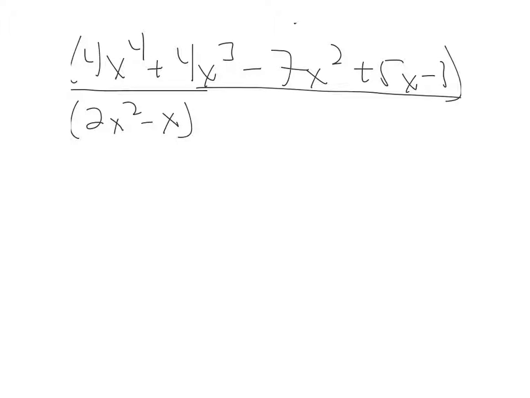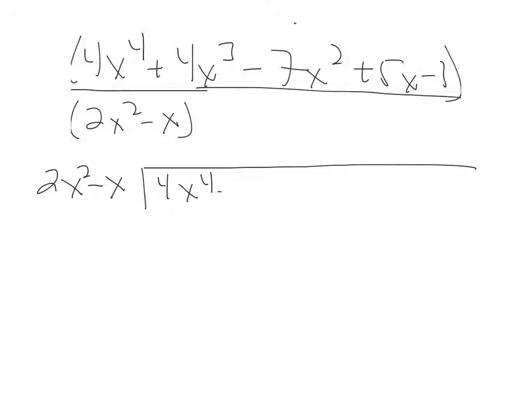I'm going to rewrite this as a long division problem. And probably long division is better than synthetic division because this is not a linear factor on the bottom. And while we could make it be a linear factor and do some stuff with it, I think it's just more straightforward to do polynomial long division. So the 2x squared minus x goes outside. I've got 4x to the 4th plus 4x to the 3rd minus 7x squared plus 5x minus 3.